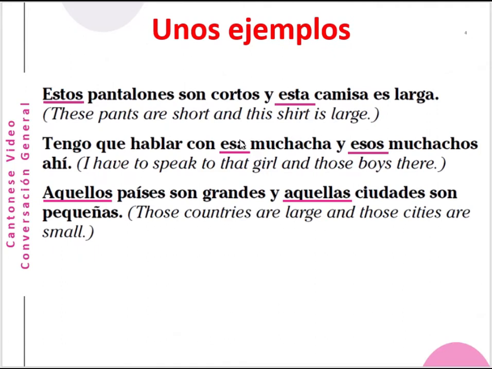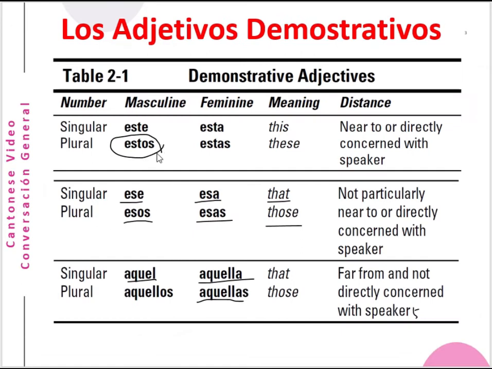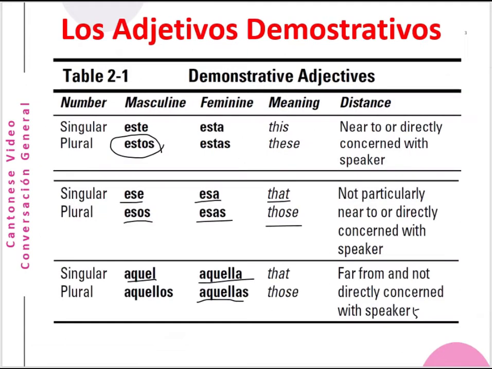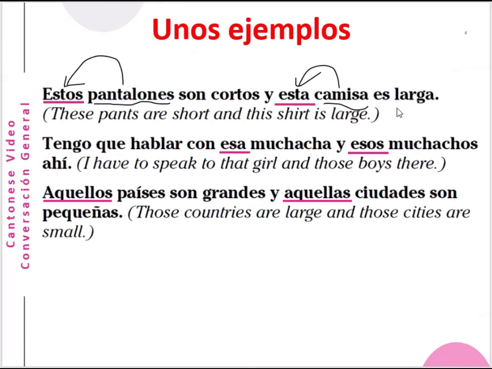Unos ejemplos. Let's see some examples. These pants are short and this shirt is large. The noun pants is plural masculine, so we use estos for this. We can see from here the plural masculine form of this is estos. Estos pantalones son cortos y esta camisa. Camisa is singular feminine, so we use esta. We can see from here the singular feminine form of this is esta. Y esta camisa es larga, and this shirt is large. So you have to be very careful whether the noun is masculine or feminine, plural or singular.